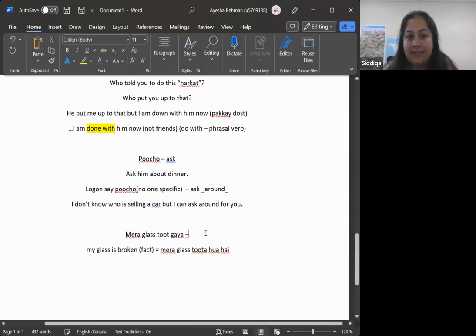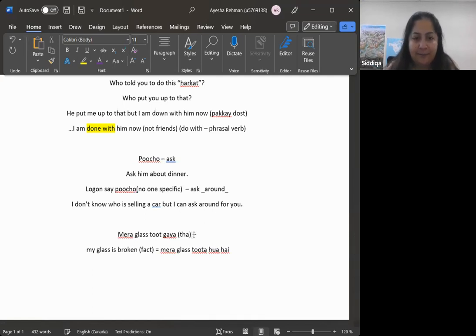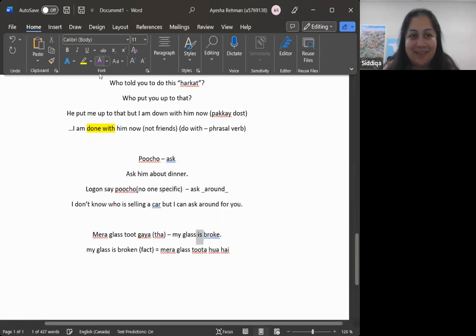So now, how do I say "मेरा glass टूट गया" or "टूट गया था"? You can even say that, but I think "टूट गया" is very common. That means instead of broken, we'll use broke. So how would we say that? My glass is broke. No, how was or is? This one is part. This means my glass broke. Exactly. We don't need the is. My glass broke. We cross out the is.